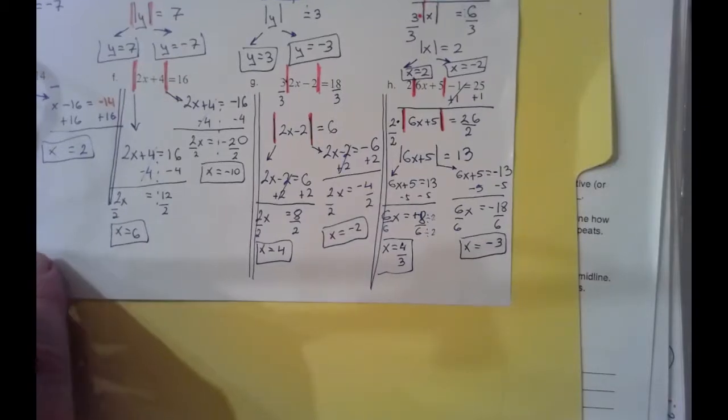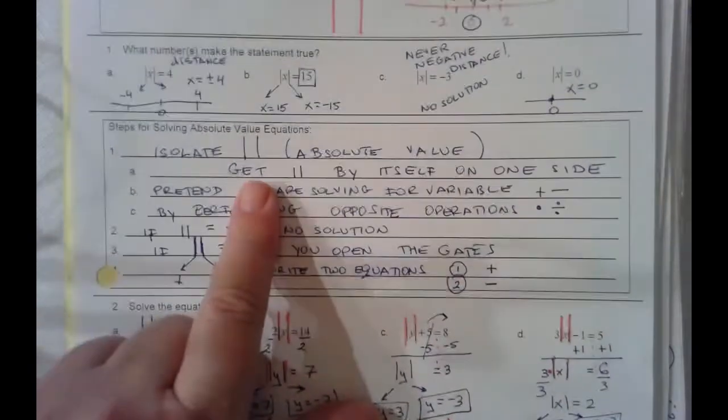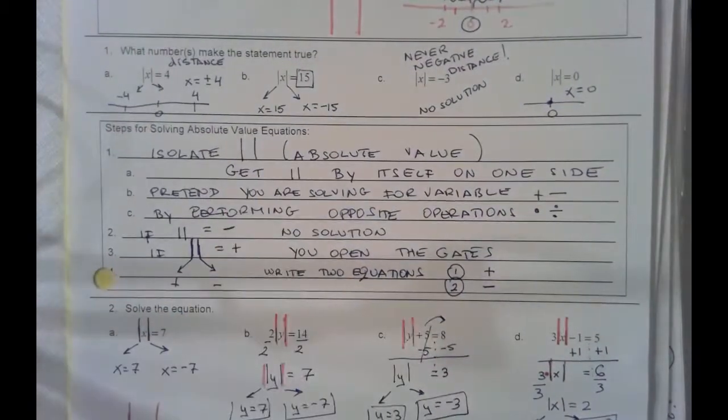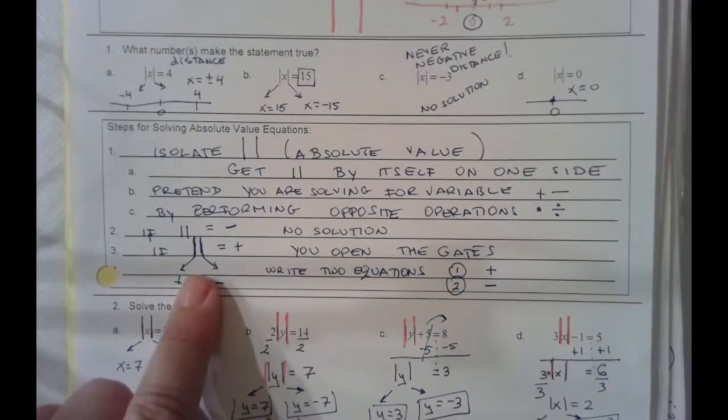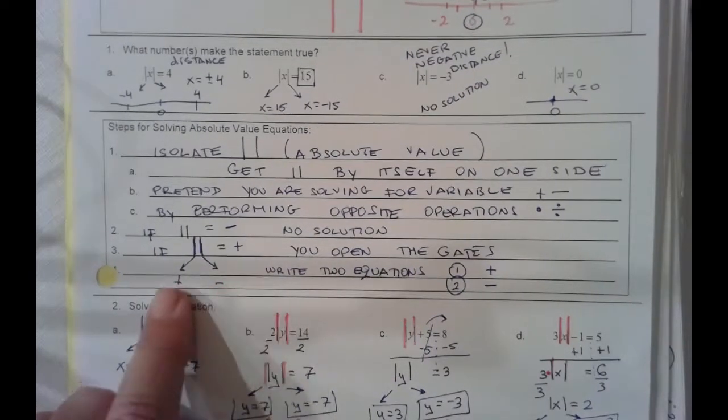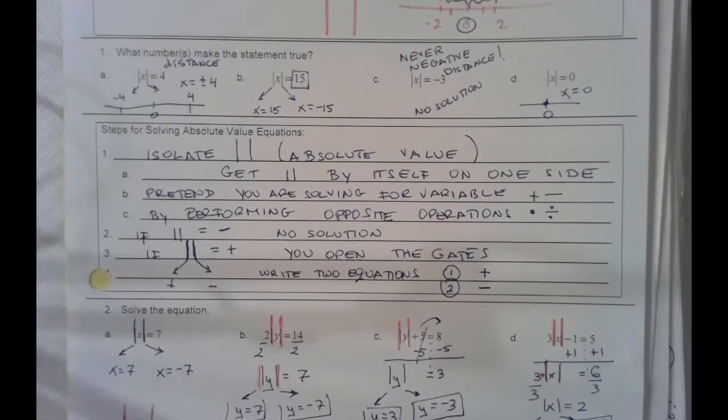Okay, so our ultimate goal is to always isolate the brackets, isolate the absolute value. You accomplish that by doing opposite operations. Once the absolute value is by itself, you lower the gates. One equation is going to be positive, one equation is going to be negative, and then you solve each one.